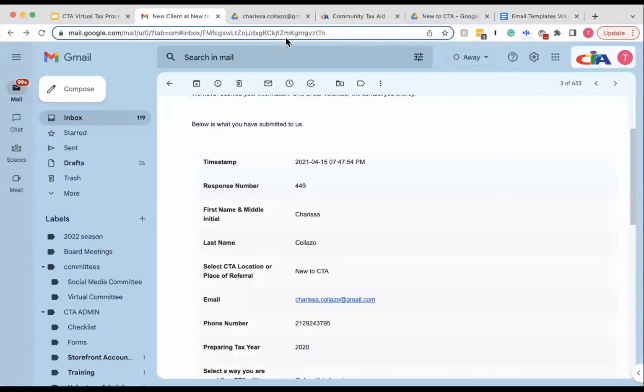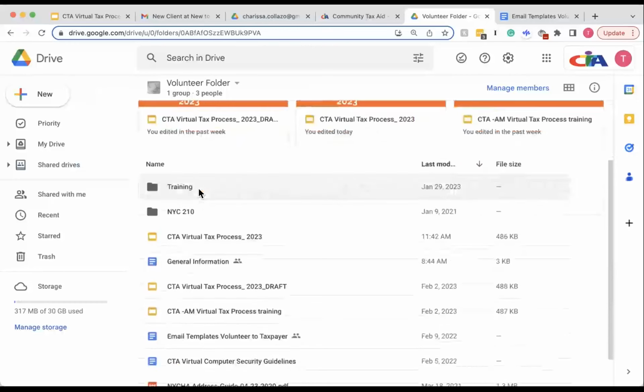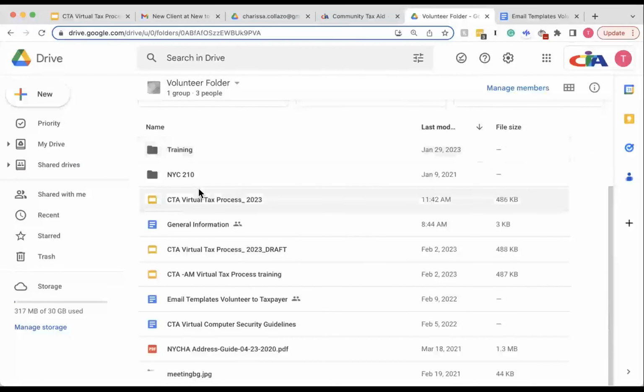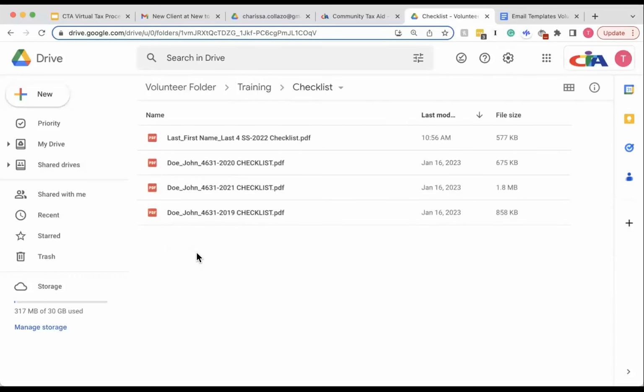I'm not sure, but sorry if this is a review, but when you're in your Google Drive in shared drives, where the volunteer folder is, where you had to access all of the documents for last week's volunteer training, you're going to go down into checklist, which I believe is in the training section. So here is the checklist. So I went to shared drives, I went to volunteer folder, and then in the volunteer folder is training, and then in the training folder is the checklist. So just double click on here.